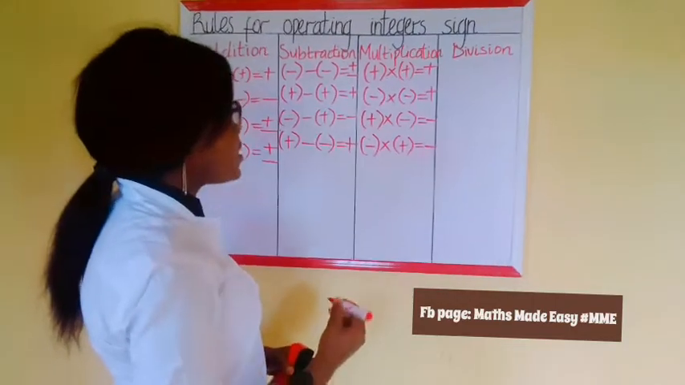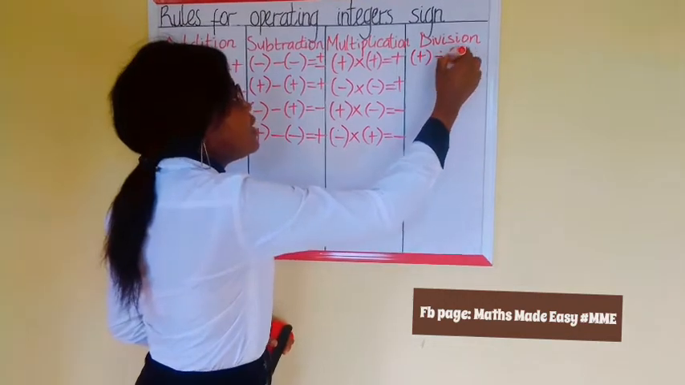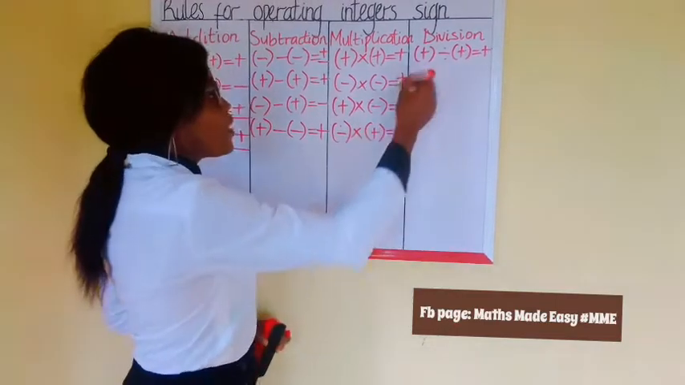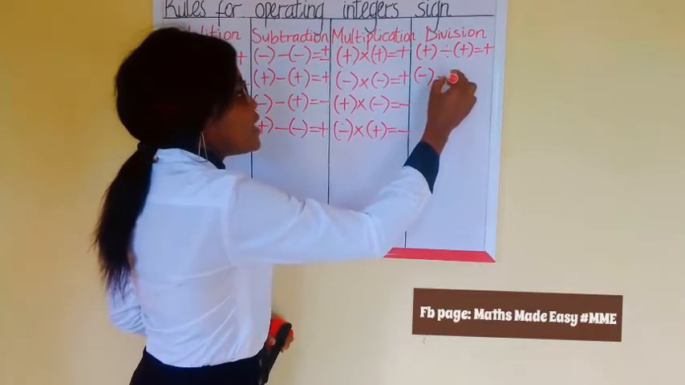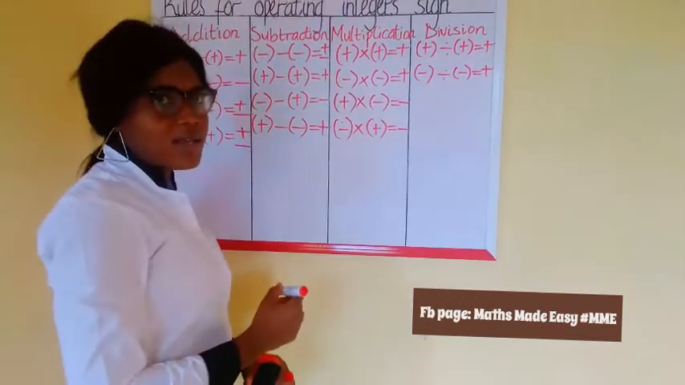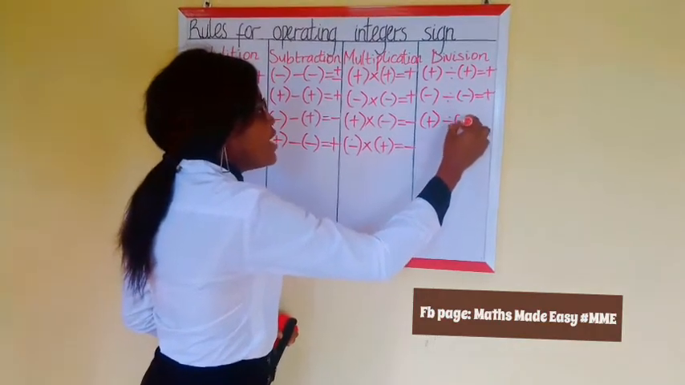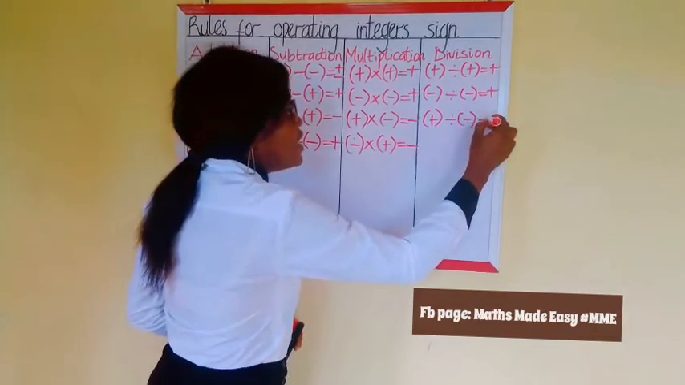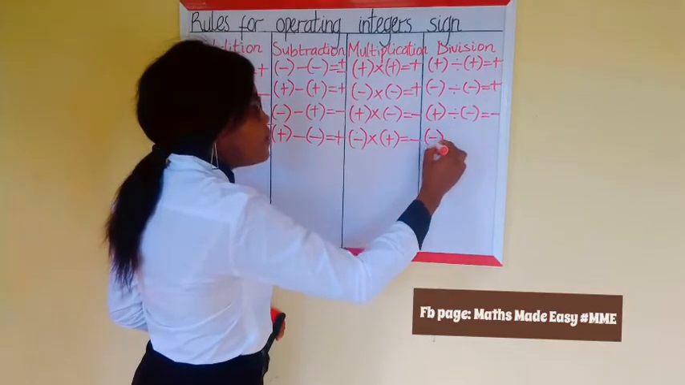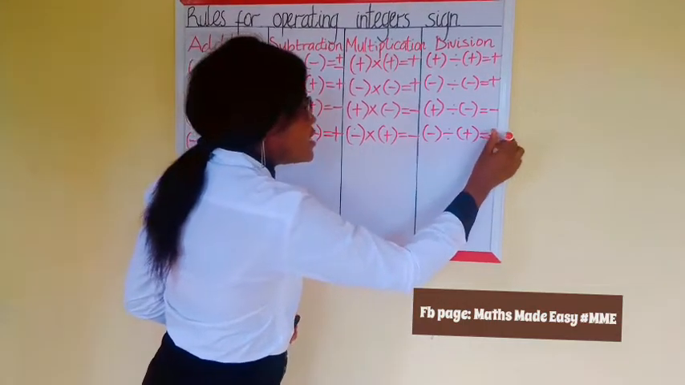Okay, let's go to division before I explain generally. Here, if you have a positive number divided by a positive number, it will give you a positive answer. When you have a negative number divided by a negative number, it will still give you a positive answer. If you have a positive number divided by a negative number, it will give you a negative answer. The last one, if you have a negative number divided by a positive number, it will give you a negative answer.